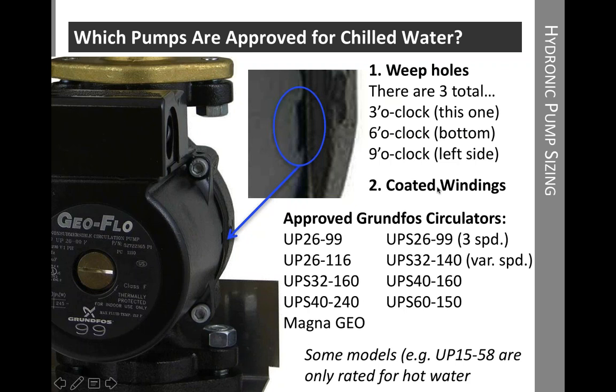But the second thing that's important is pumps that are rated for chilled water have coated windings, and it may be that the same Grundfos pump, it may even have the same series, a 2699 for example, might not be rated. So we do have to make sure that it's a chilled water rated pump.